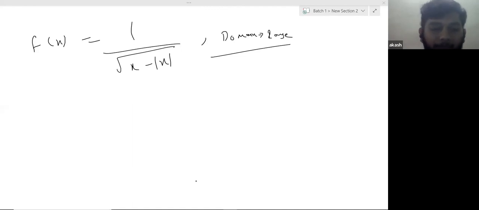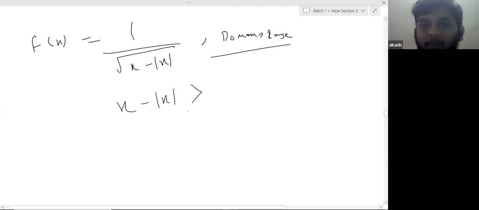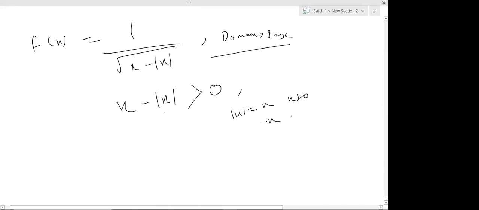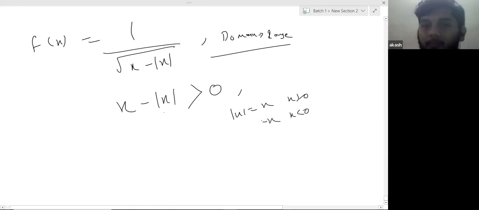Okay, done. See how to find domain. Just write it as this. Should be greater than 0. How to open the mod x? Mod x equals to x when x is greater than or equal to 0, and minus x when x is less than 0.